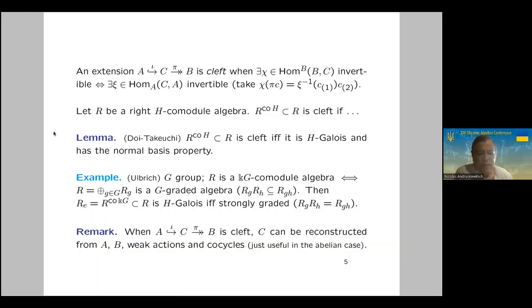Well, there is a remark which was observed by several authors: when the extension of Hopf algebras A, C, B is cleft, then C can be reconstructed from A, B, weak actions and weak cocycles. This is very complicated, and actually it was never applied to build any example, except in the abelian case. So the abelian case is very useful, but otherwise it's not useful.